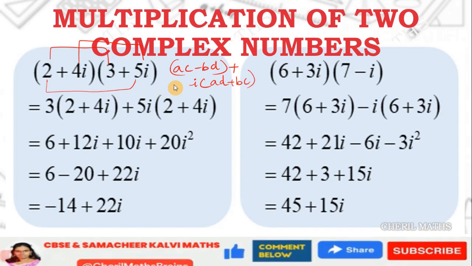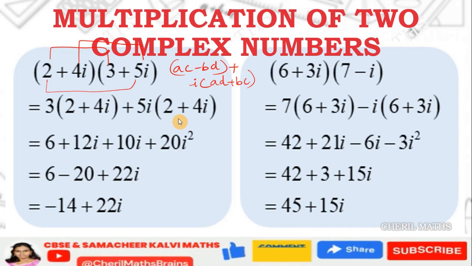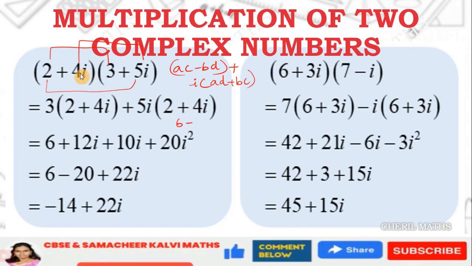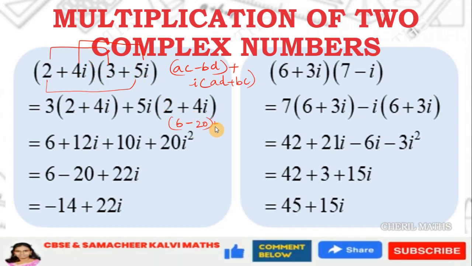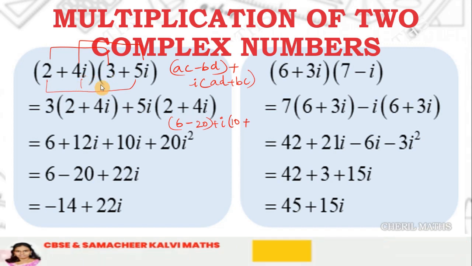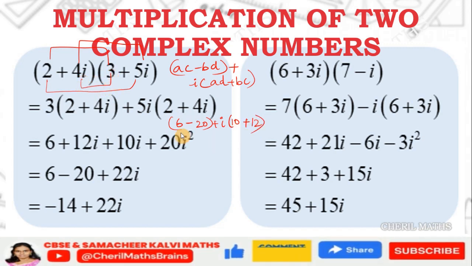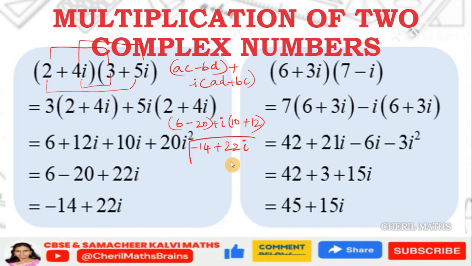Now when we do it, what is AC? 2 into 3. 2 into 3 is 6. So it will be 6 minus BD, which is 4 into 5. 4 fives are 20, plus i into what we will get? 5 twos are 10 plus 4 into 3, 12. So what do you get? What is 6 minus 20? It will be minus 14 plus 22i. Have you got it, children? Yes, that's all. It's very easy.